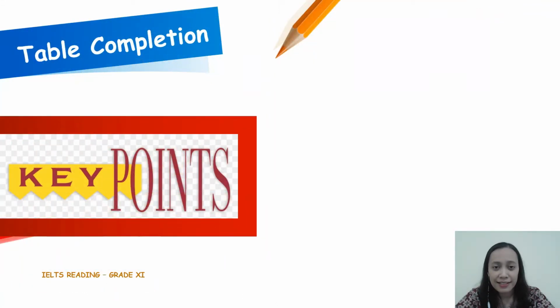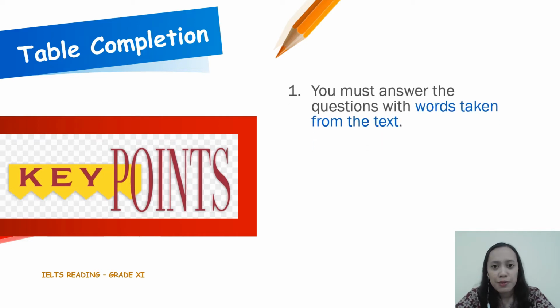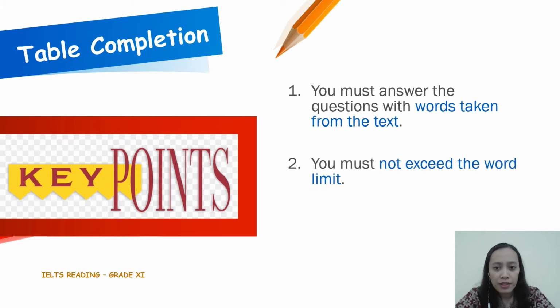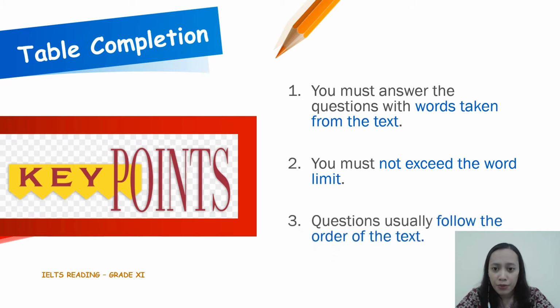Okay, next are some important key points in the table completion section. Number one, you must answer the questions with words taken from the text. Number two, you must not exceed the word limit. So you have to really pay attention to the instruction given. It may be only one word, or two words, or even three words, or a number. So you have to really pay attention to what is asked in the instruction. Number three, questions usually follow the order of the text, so it will help you a little bit in finishing the table completion section.